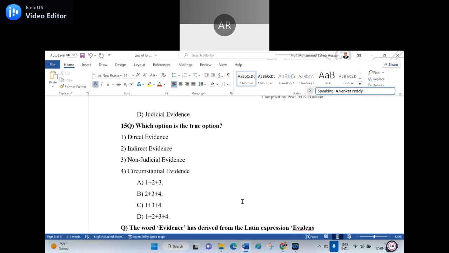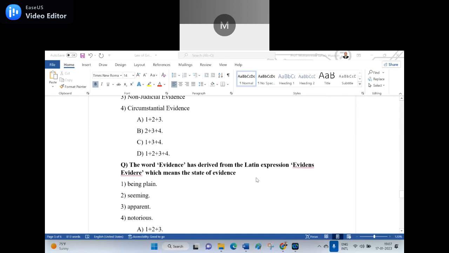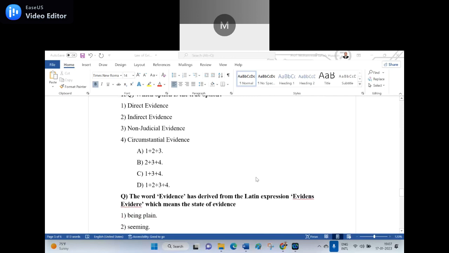Wrong. Just use your brain. Logic. Sir, option D. Yes. Option D, 1 plus 2 plus 3 plus 4, is the right answer. All are correct. I did not change anything. There is direct evidence, there is indirect evidence, non-judicial evidence is there, circumstantial evidence is there. So all options are correct. That is the 15th question.